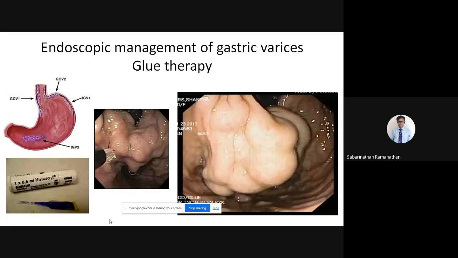So glue injection therapy is used for gastric fundal varices. Here we inject glue in the form of 0.5 ml or 1 ml at different sites to make the cast and to prevent the bleeding.